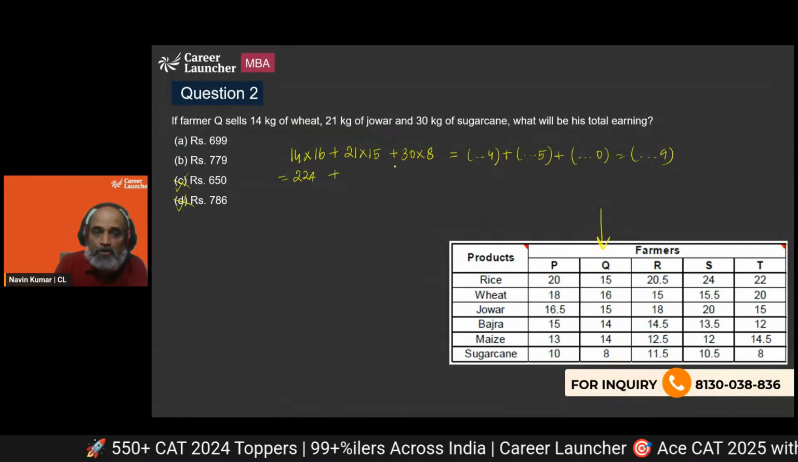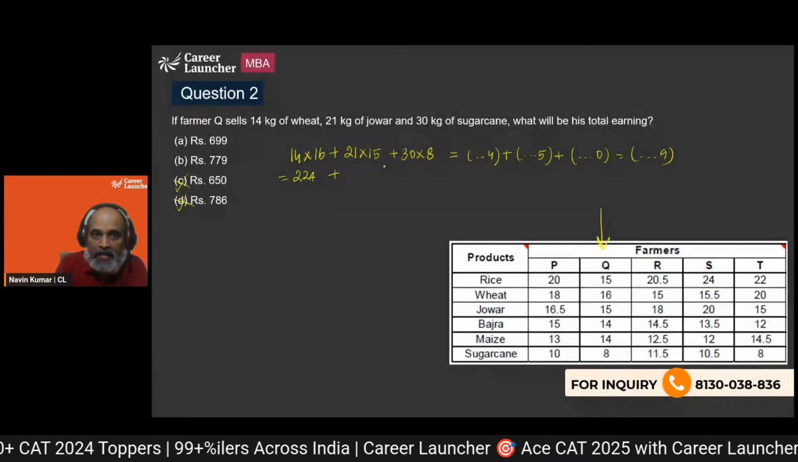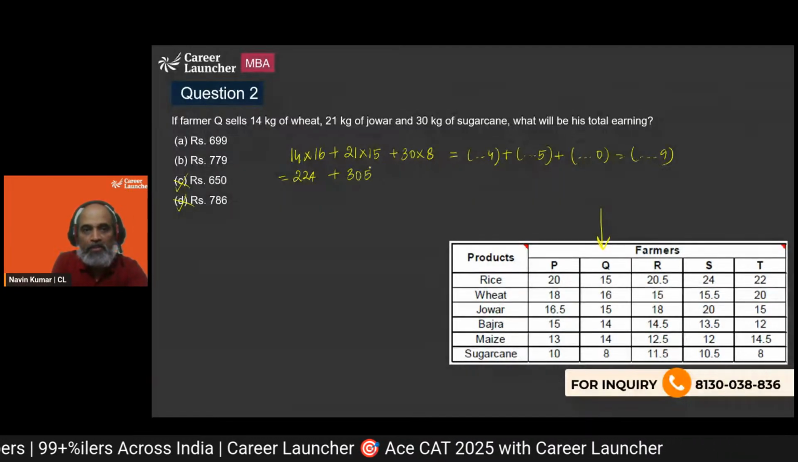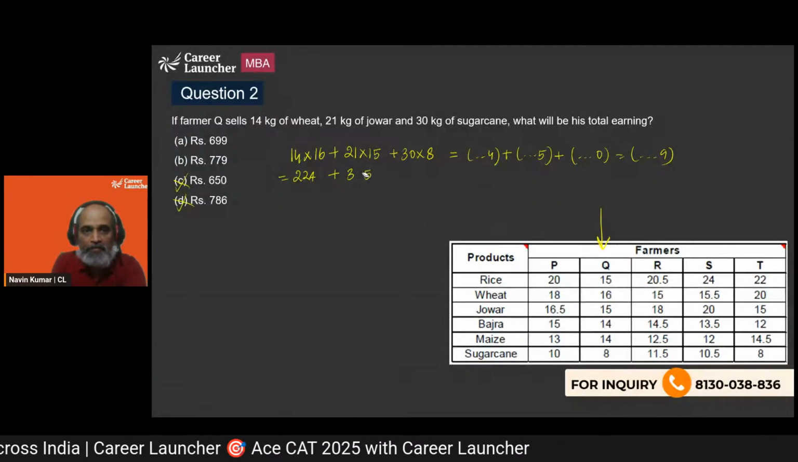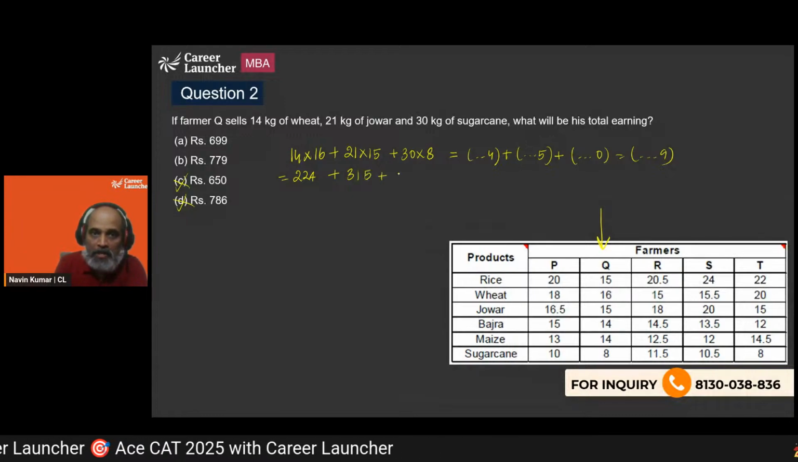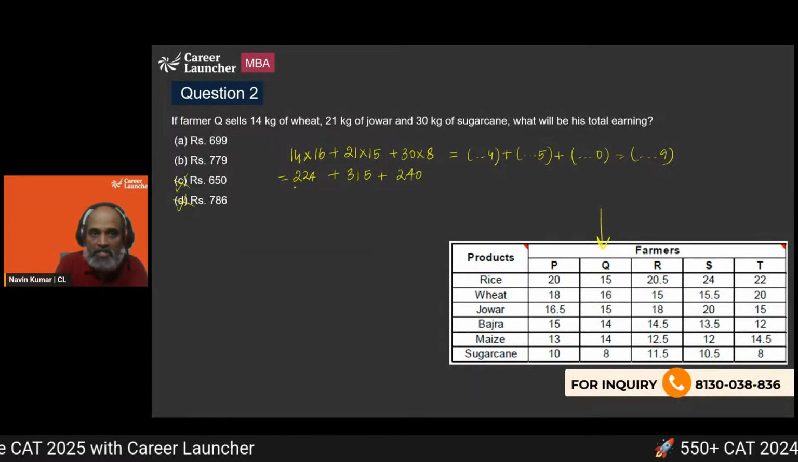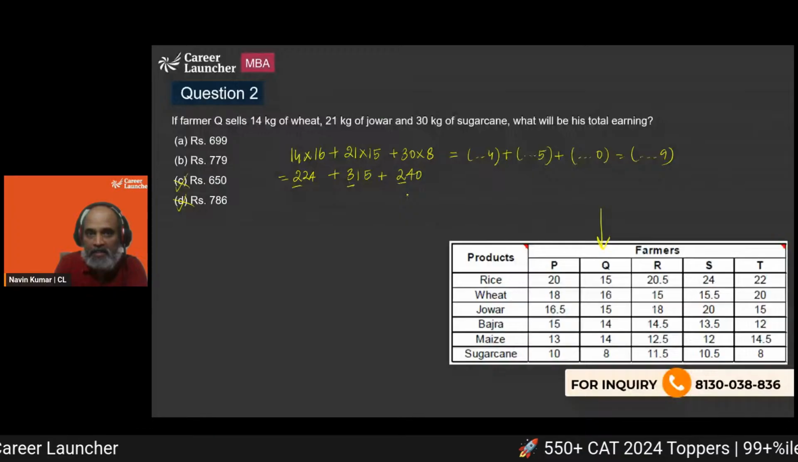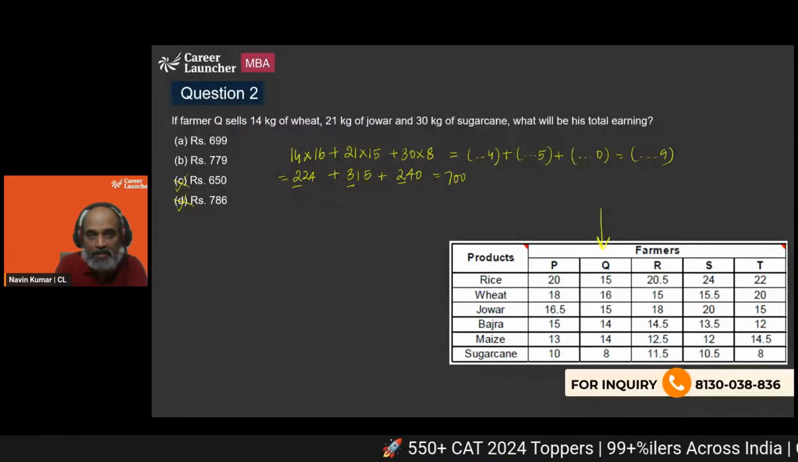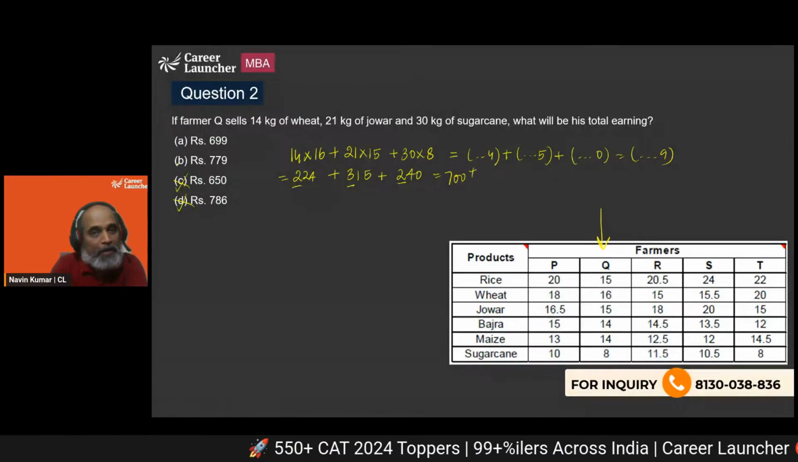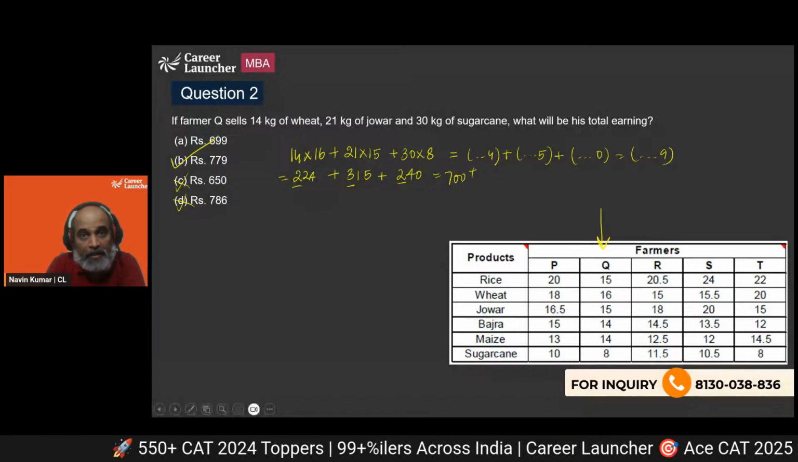21 into 15 is going to be 315, not 5, 315. 30 into 8 is going to be 240. So if we add just the hundreds, we realize that the answer is going to be more than 700. So option B becomes our answer, right?